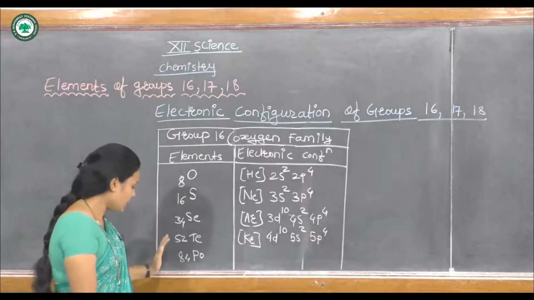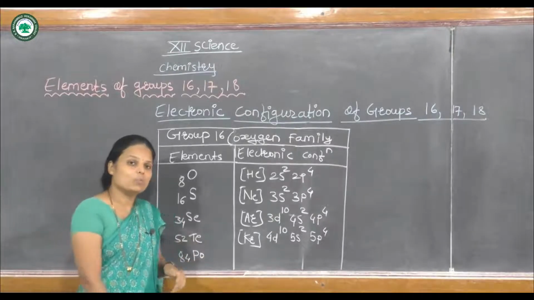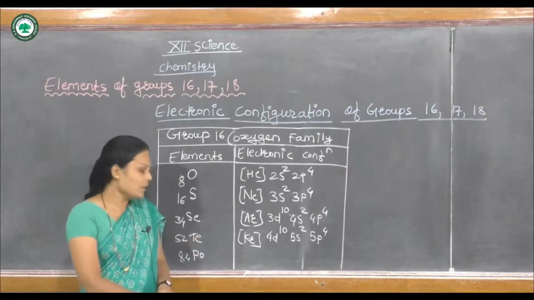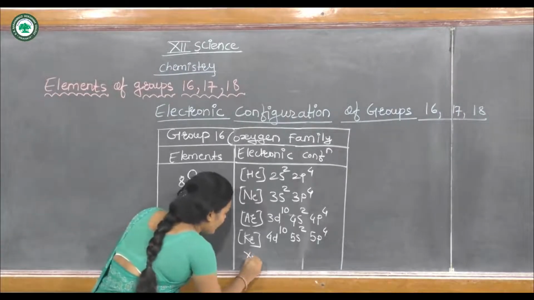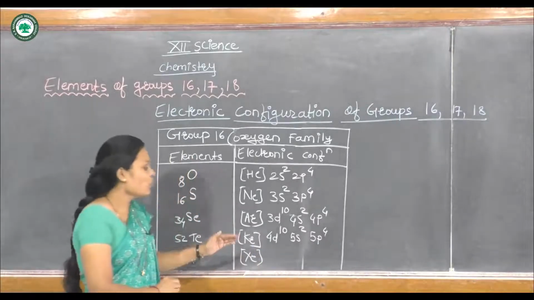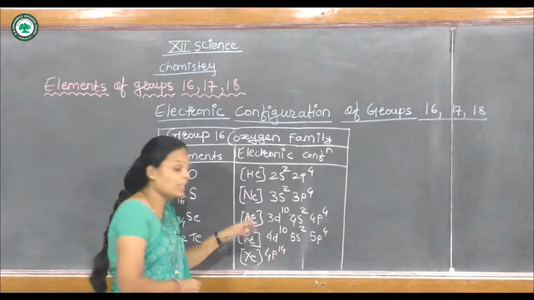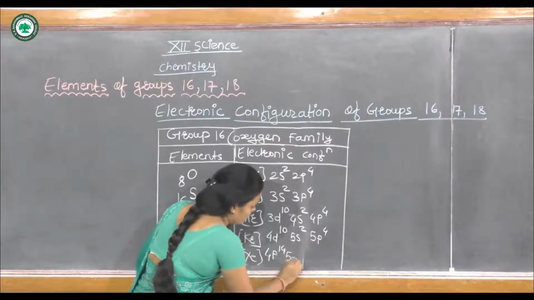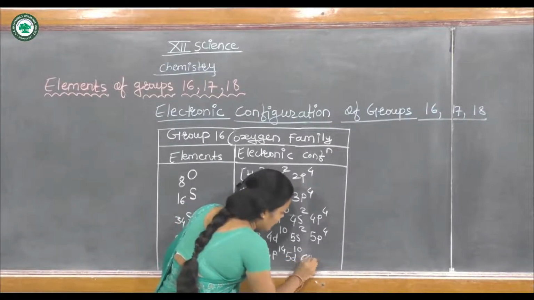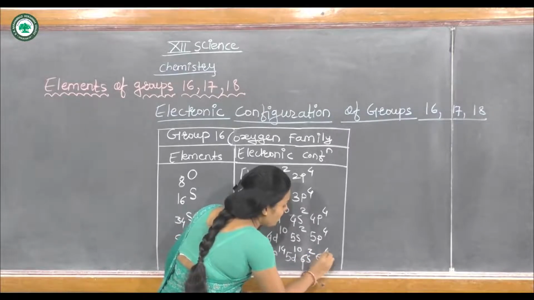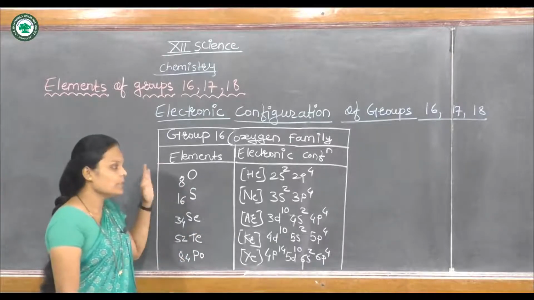Now the last element in that group is polonium, atomic number 84. It is represented by xenon, and its electronic configuration is 4f14, 5d10, 6s2 and 6p4. This is the electronic configuration of group 16.